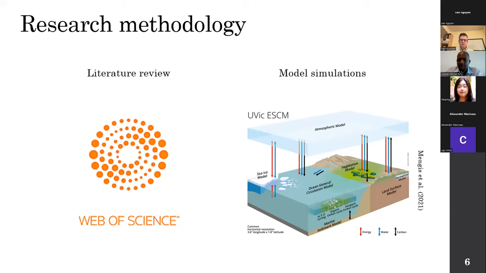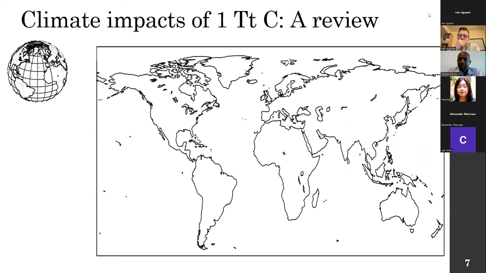The model incorporates many Earth system components that exchange energy, water, and carbon when the model is running in fully coupled mode. As for the results, I'll start by showing climate impacts from 1 trillion tons of cumulative carbon emissions, based on the reviewed literature.